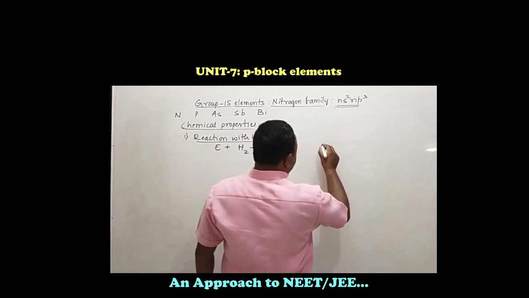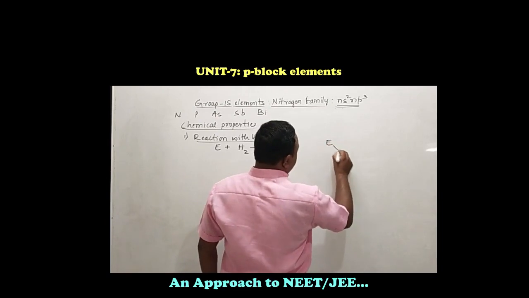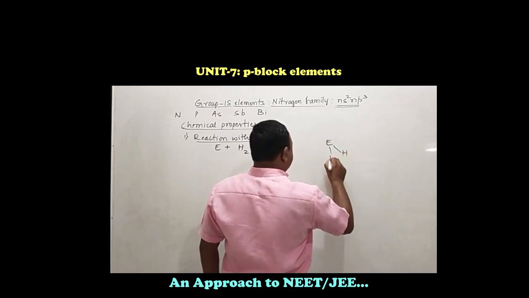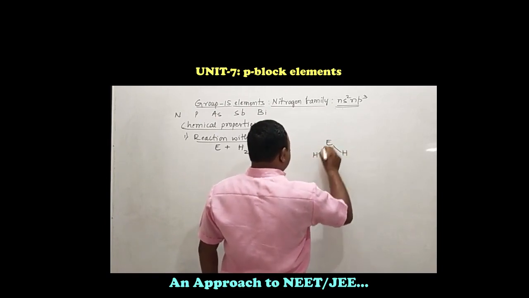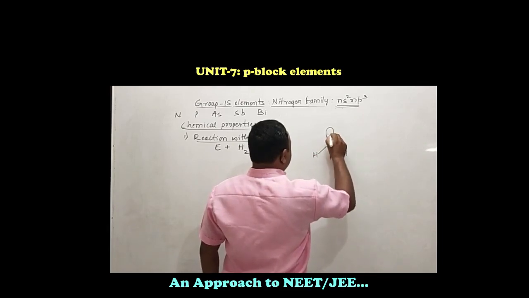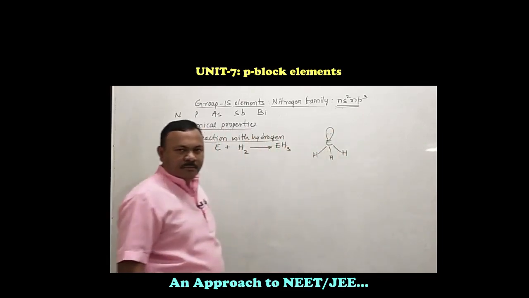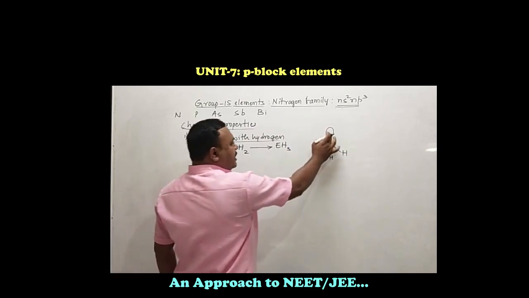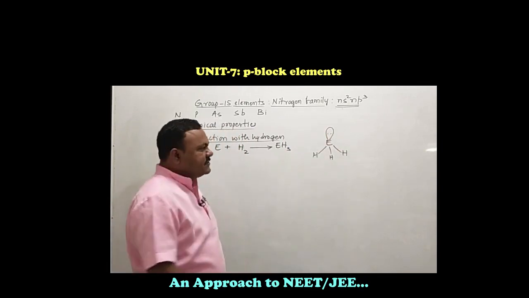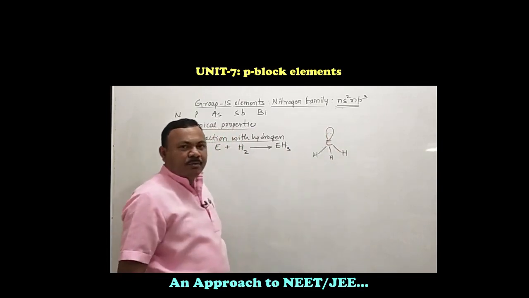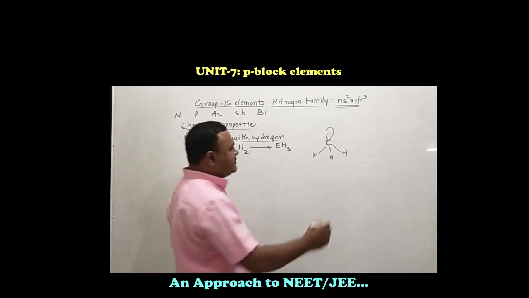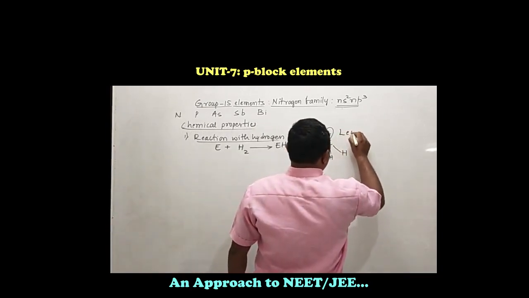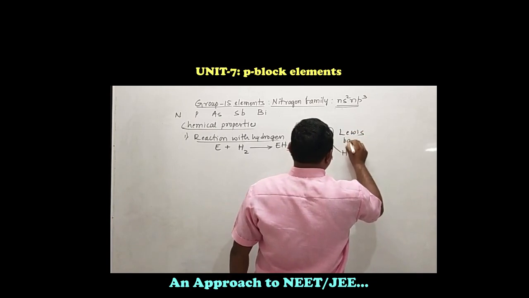Look at the structure of EH3. It is having a pyramidal structure. So this is a pyramidal structure with an orbital containing a lone pair. Due to the presence of this lone pair, definitely these compounds are capable of donating the lone pair and act as Lewis bases. So these are capable of acting as Lewis bases.